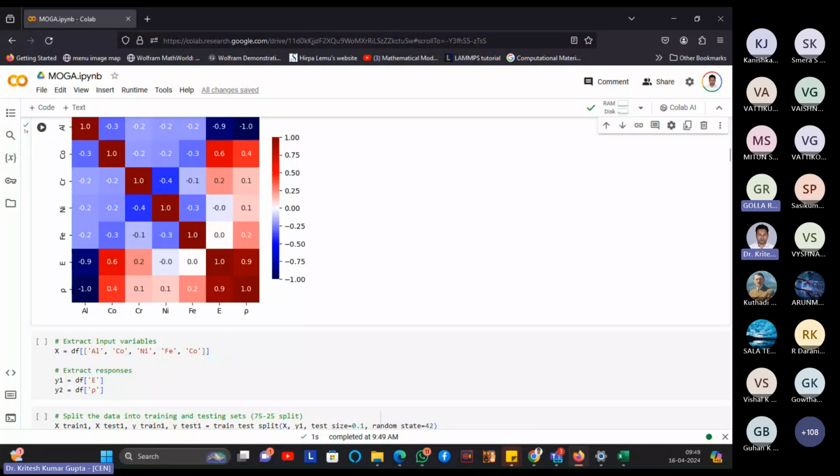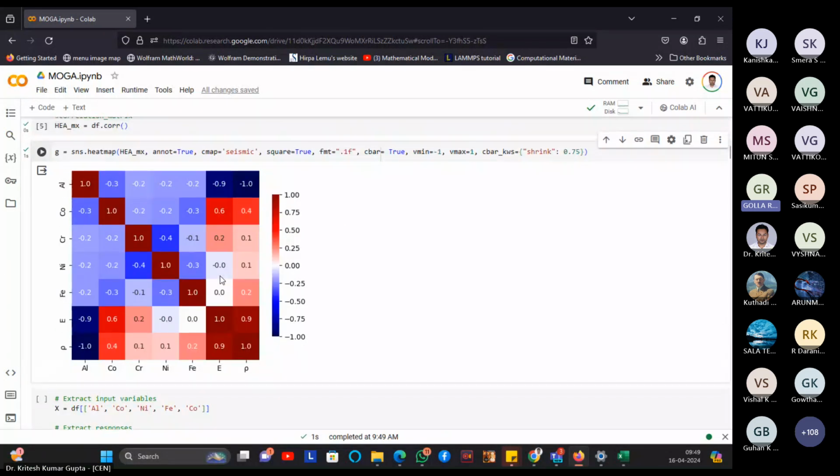Sir, yes, Golaram? Is that like a confusion matrix? No, this is called correlation matrix, not confusion matrix. Okay, sir.